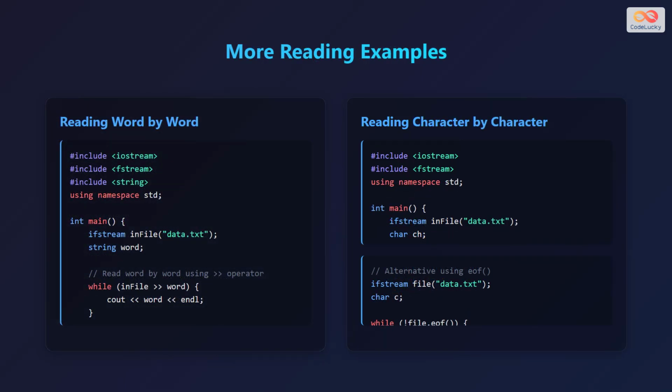To read word by word, the extraction operator can be used. The program reads the file word by word until the end of the file is reached. For reading character by character, you can use the get function. The program reads each character one by one and prints it to the console. The program also includes an alternative method for character by character reading, using the eof function. The loop continues until the end of file is reached.